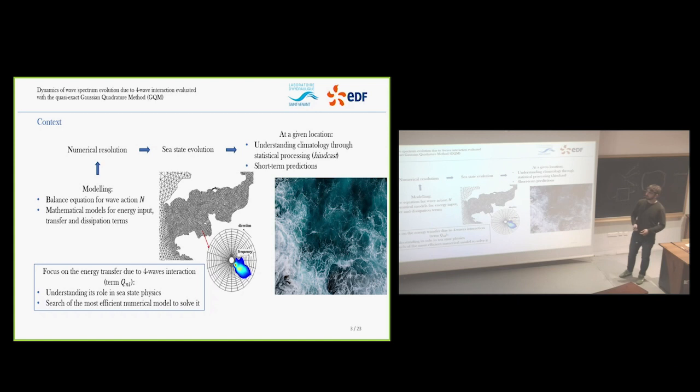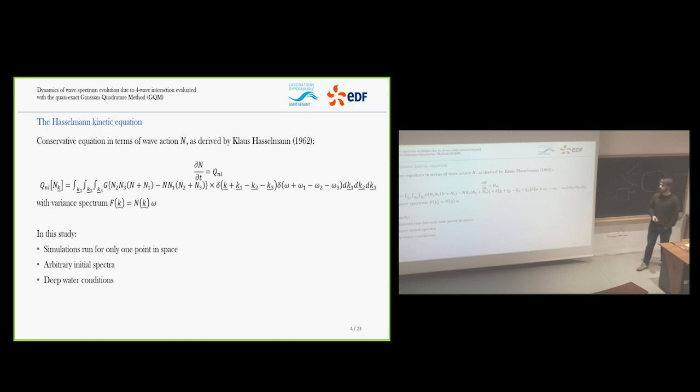Just to give a little bit of context, the frame of this work is the Tomawac code, which is a third generation wave model, where as we have seen multiple times, we have an energy balance for the wave action and source terms, or more exactly, including also energy transfer terms, which here I call QNL. It's been called SNL so far, so sorry for that. Today I will talk to you about the results of simulations run of the conservative Hasselmann kinetic equation, where the only term that appears is QNL.